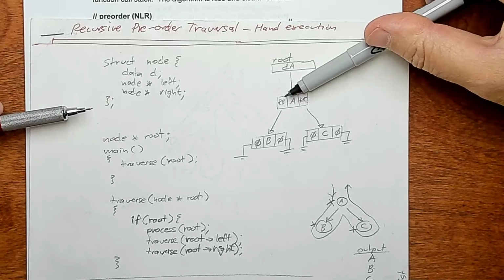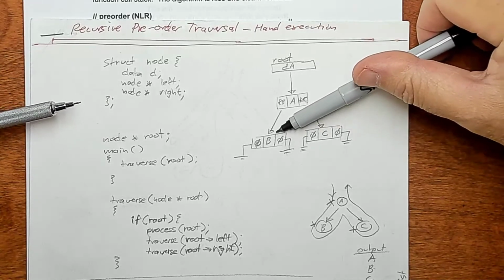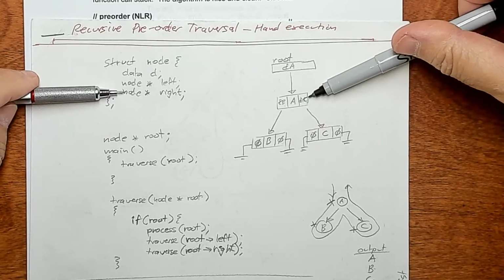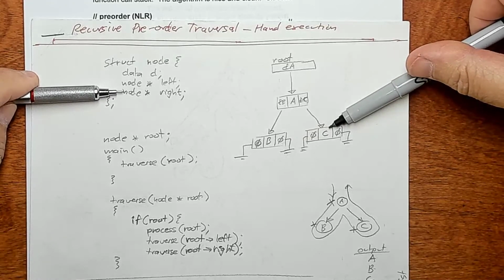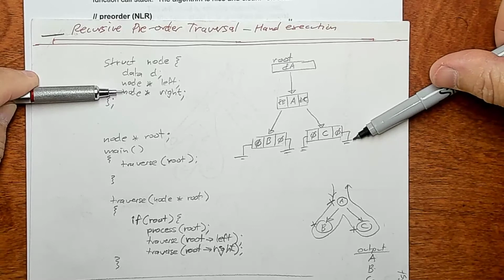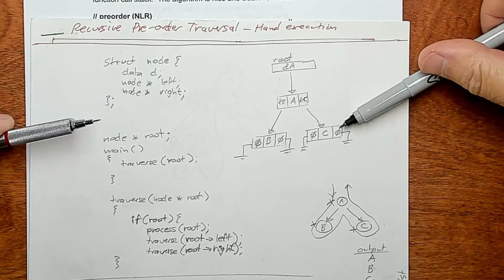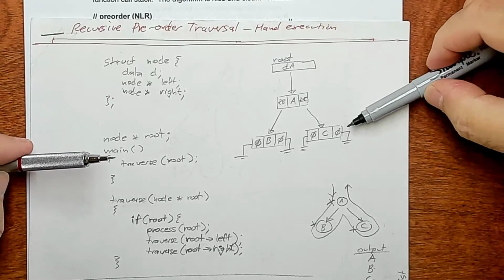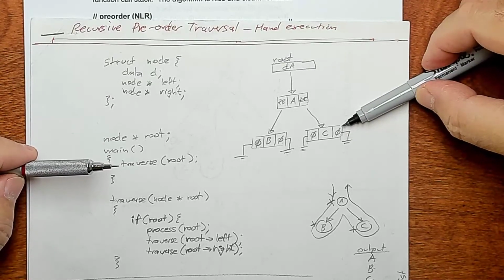The left pointer has the address of B, that is, it points to this node. And the right pointer has the address of C, points to this node. Then the left and right pointers are null, also indicated with a ground symbol. Null is just 0. It's just a fancy way for computer people to say 0.